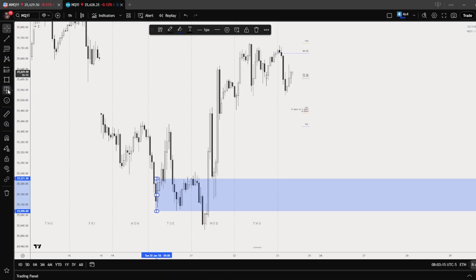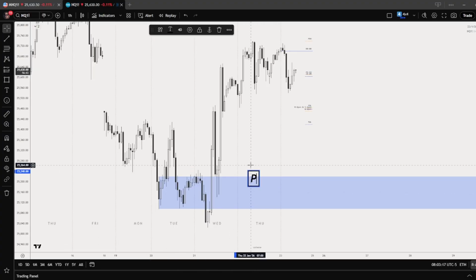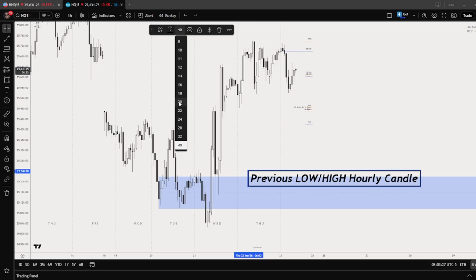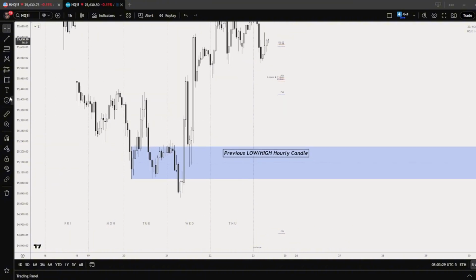Previous day hourly candle, previous low or high hourly candle. Very important PDRA, because we either want the expansion through this previous, let's say, low hourly candle and then continuation, or we want the perch, inversion and working as resistance.